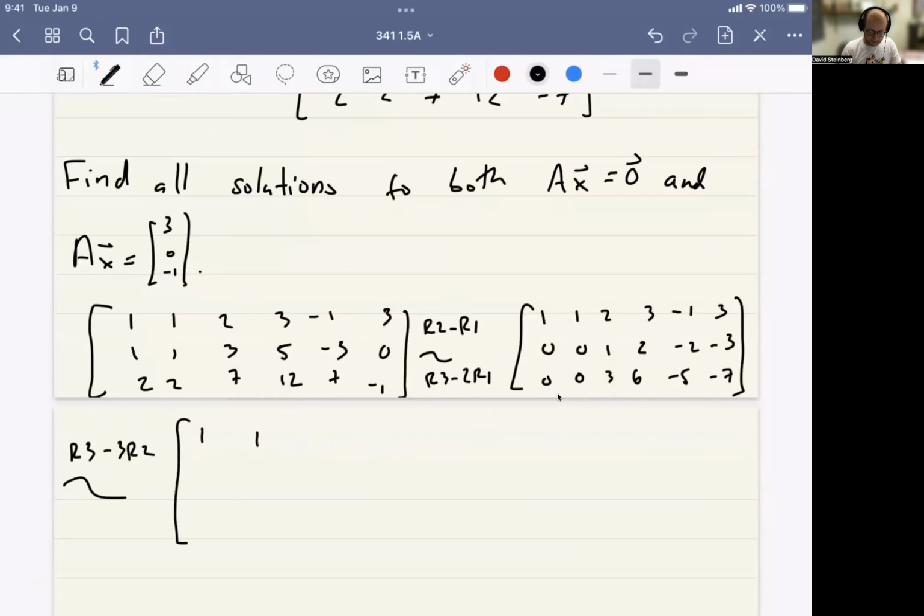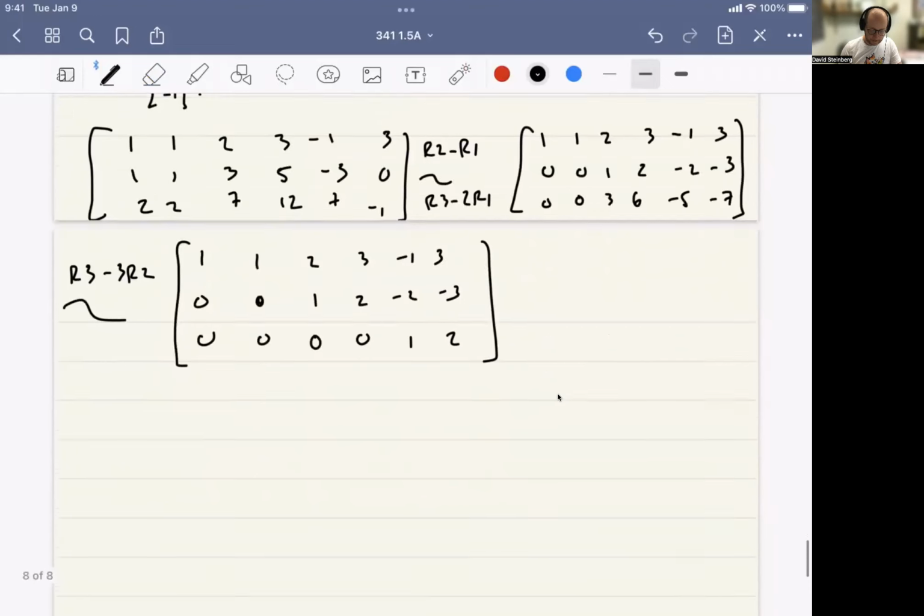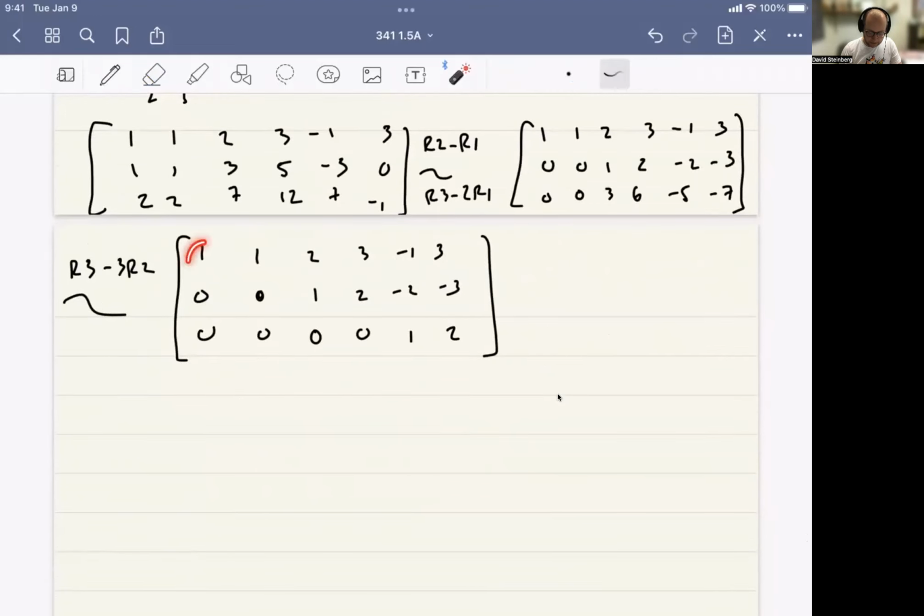Our first row hasn't changed. Second row hasn't changed. Row 3 is changing: 0, 0, 1, 2. Okay. Now we've got our leading ones, so let's use them to do what? Let's use this one to kill off those above it. So we want row 2 plus 2 row 3, and we want row 1 plus row 3.